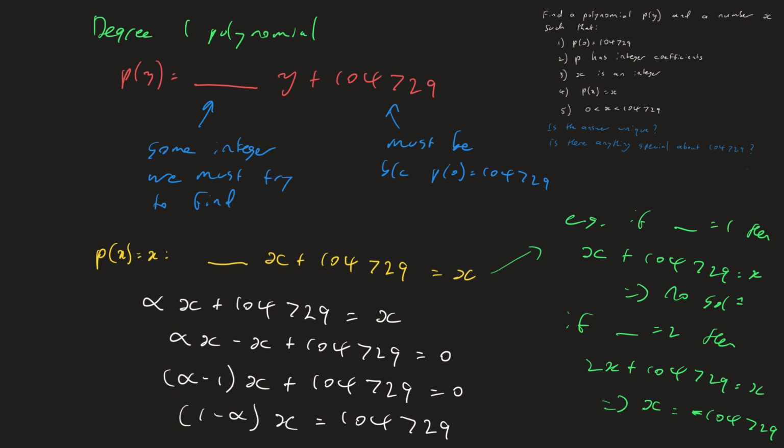So if alpha is an integer, because p has integer coefficients, and alpha is a coefficient of my polynomial, so it is an integer. If alpha is an integer, then 1 minus alpha is an integer. So I've got an integer times an integer equals 104729. Just before I turn the page, have a think about how we're going to try to solve this and what it means, keeping in mind that this is an integer and this is an integer due to our requirements here.